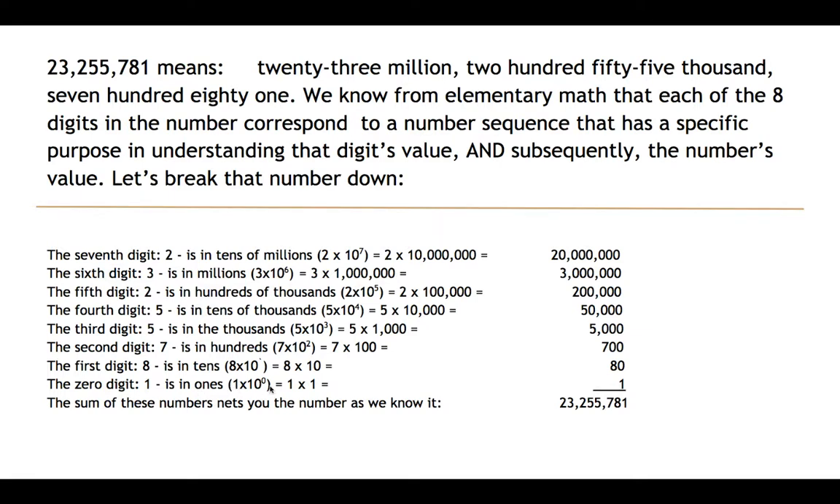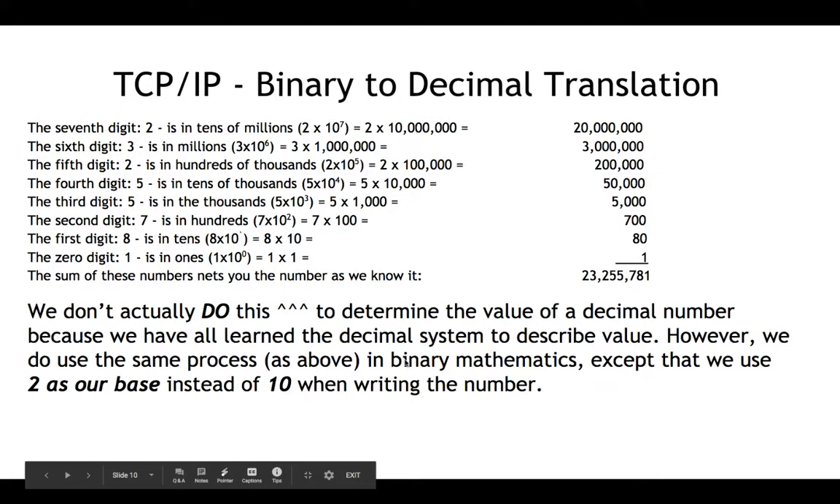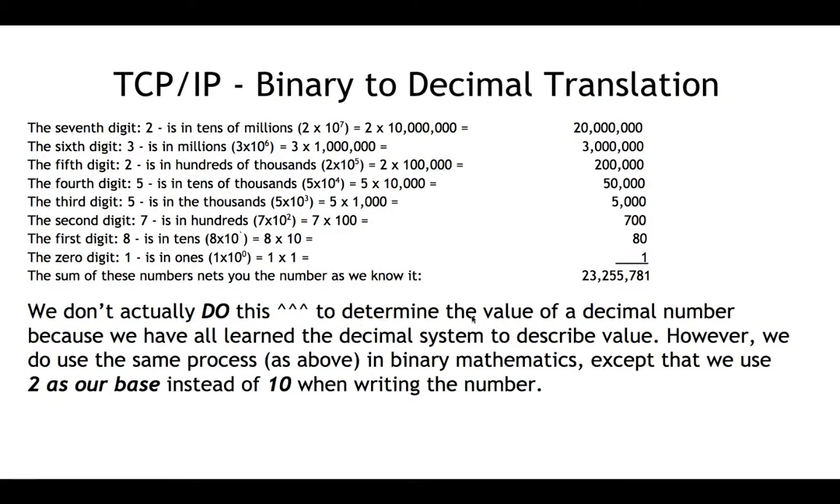Now, recall the law of exponents. Anytime you raise any number value up to 0, the resulting answer is always 1. So 1 times 1 is 1. And the sum of these numbers, when you add them up, is 23,255,781. So we don't actually do this to determine the value of the decimal number because we've all learned the decimal system to describe the value. However, we do use the same exact process as above in binary mathematics, except that we use 2 as our base instead of 10 when writing the number.